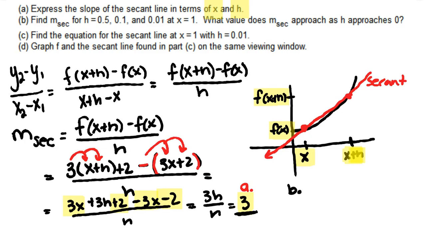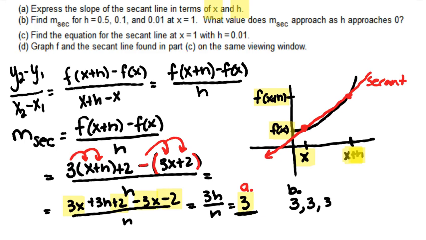For this example, part B will have the answer of 3 for every value of h. The slope of the secant line is 3 for all of these values of h and x. So it's 3 and 3 and 3 for all three of those answers.